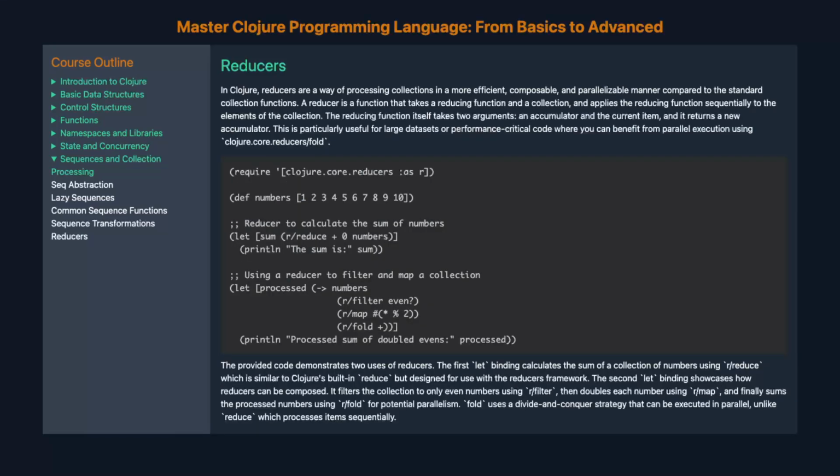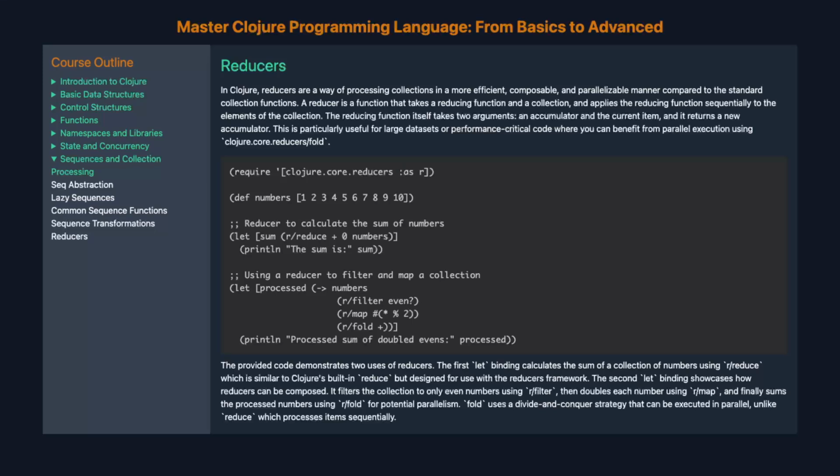Reducers. In Clojure, reducers are a way of processing collections in a more efficient, composable, and parallelizable manner compared to the standard collection functions. A reducer is a function that takes a reducing function and a collection and applies the reducing function sequentially to the elements of the collection. The reducing function itself takes two arguments, an accumulator and the current item, and it returns a new accumulator.